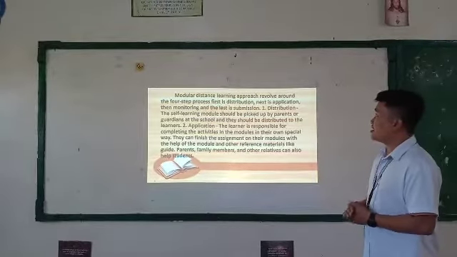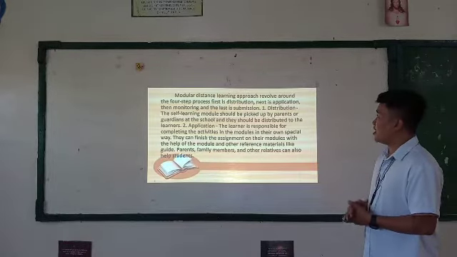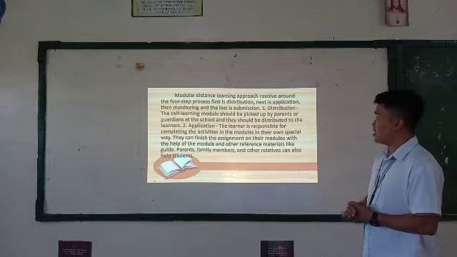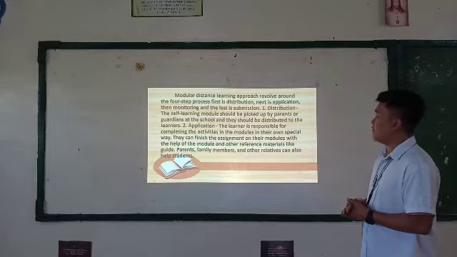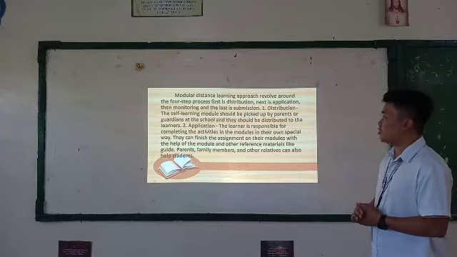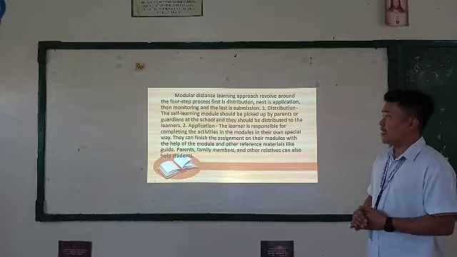Modular distance learning's approach revolves around the four-step process. First is distribution, next is application, then monitoring, and the last is submission. First, distribution. The self-learning module should be picked up by parents and guardians at the school, and it should be distributed to the learners. Next, application.